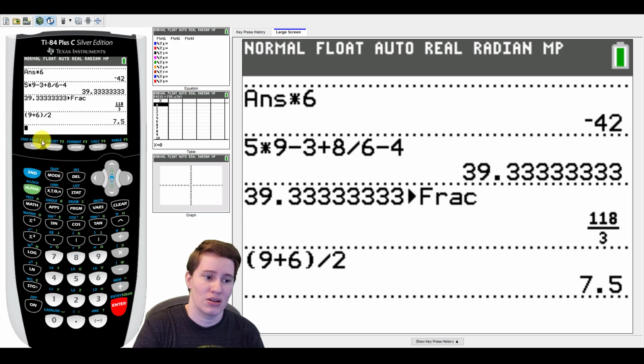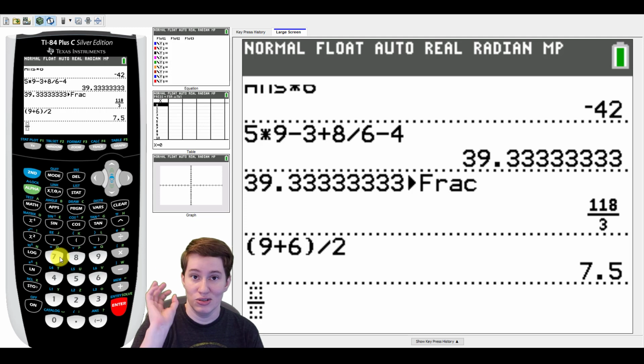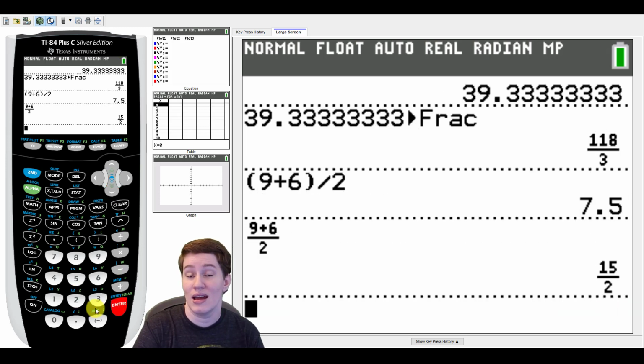But up here, in green, we have F1, F2, F3, F4, F5. And so if I press alpha and then press F1 here, which also says Y equals there, it's going to bring up a really nice menu. This menu helps us to put in fractions that look like fractions. So this first one says n over d, that's numerator over denominator. If I press enter, check this out. I've got a numerator and a denominator that I just need to fill in. So I'd put 9 plus 6 on top, and I'd put 2 on bottom, and because I put it in as a fraction, it tells me my answer as a fraction, 15 over 2.